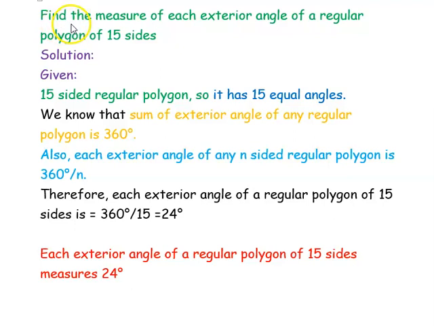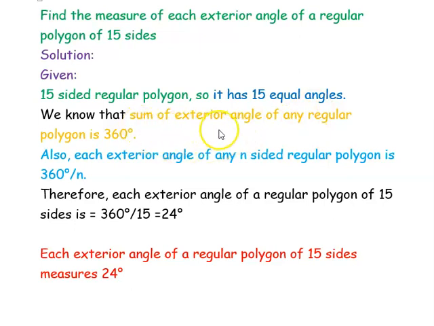Next question is, find the measure of each exterior angle of a regular polygon of 15 sides. So here what is given is you want to find each exterior angle value, and the given is it's a 15-sided regular polygon. So it indicates that all the 15 sides have equal length and also all the 15 sides have equal angle measures. So the same formula we are going to use.